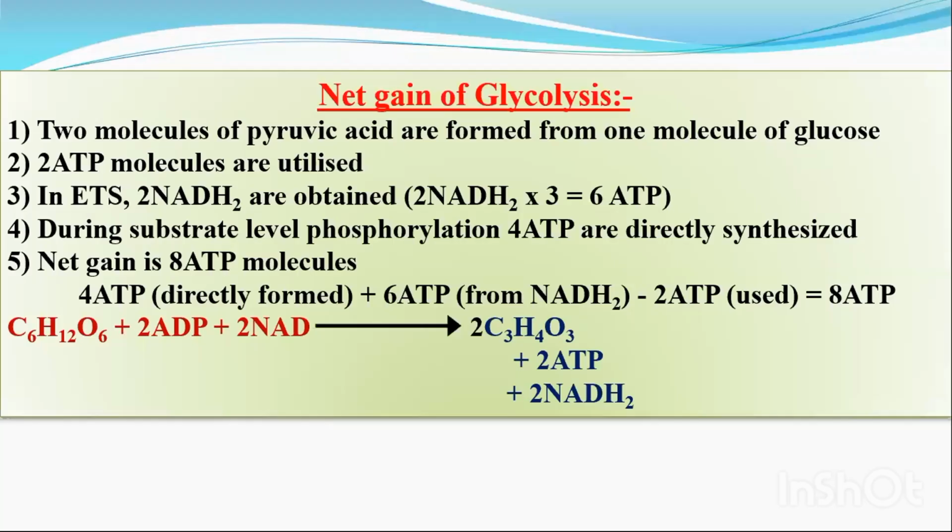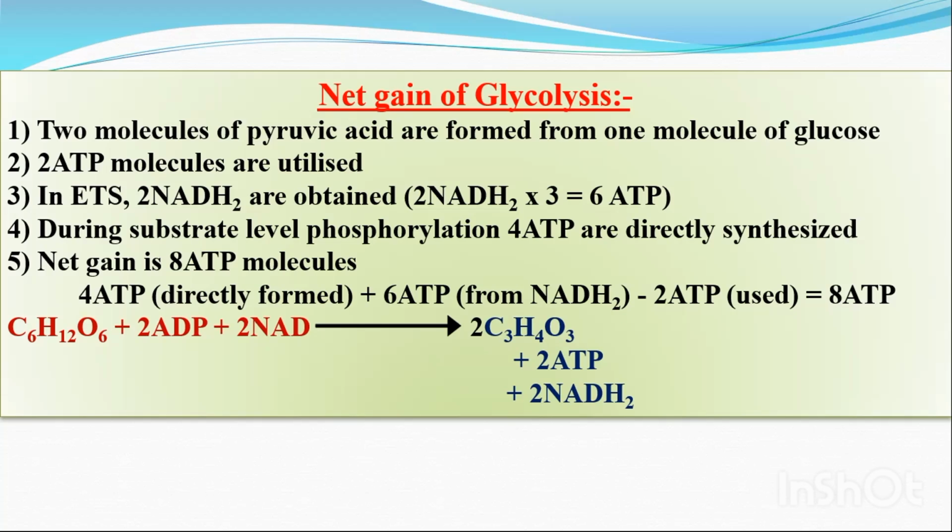Then today we will start with the net gain of glycolysis. What are the outcomes of the glycolytic process? Net gain of glycolysis. At the end of glycolysis, two molecules of 3-carbon pyruvic acid are formed from one molecule of glucose containing 6 carbon. So that is the first product obtained: from one glucose molecule containing 6 carbon, two molecules of 3-carbon pyruvic acid are produced.